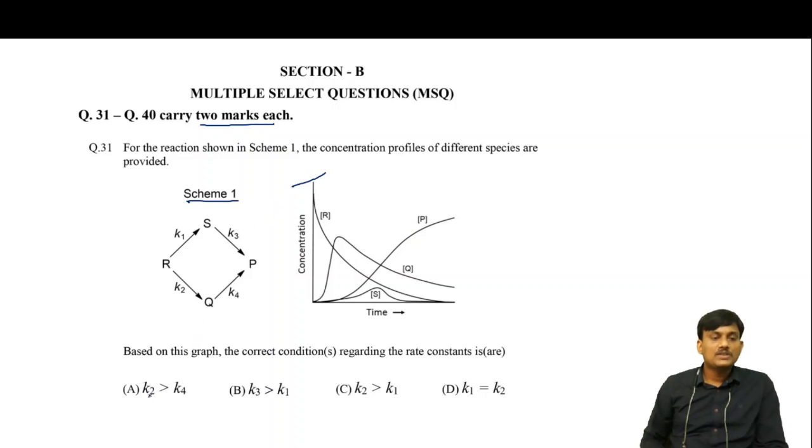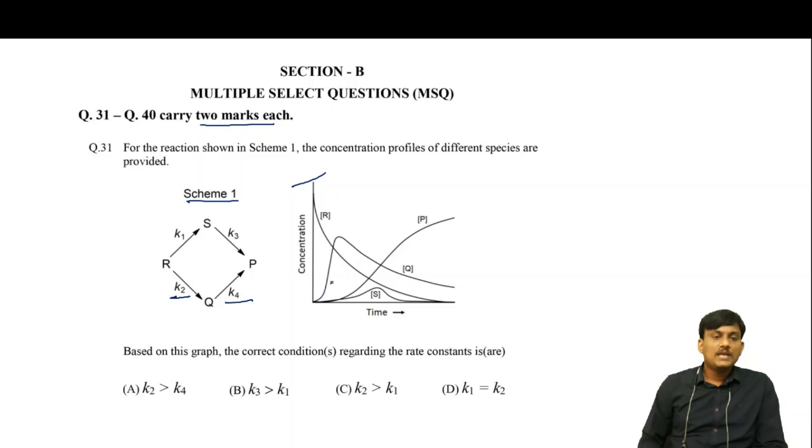Let us take the first condition, K2 is greater than K4. This is K2, conversion of R to Q, and K4 is conversion of Q to P. Here, if you take this one, this is the change in concentration of Q with time. Initially, the formation of Q has a high rate when compared with the decomposition of Q into P.